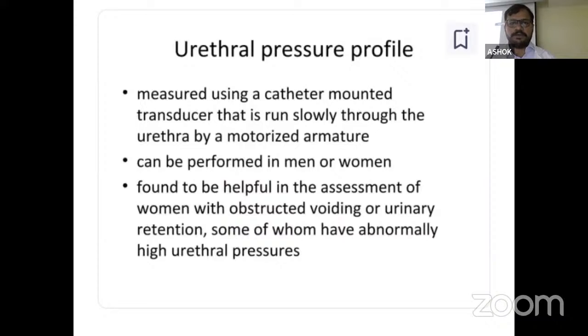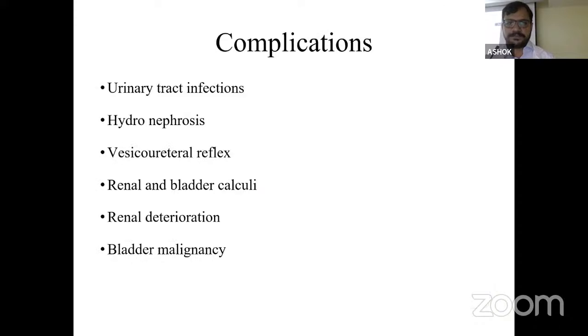Urethral pressure profile is measured using a catheter-mounted transducer that is run slowly through the urethra by a motorized armature. It can be performed in men or women, and is found to be helpful in the assessment of women with obstructed voiding or urinary retention, some of whom may have abnormally high urethral pressure.